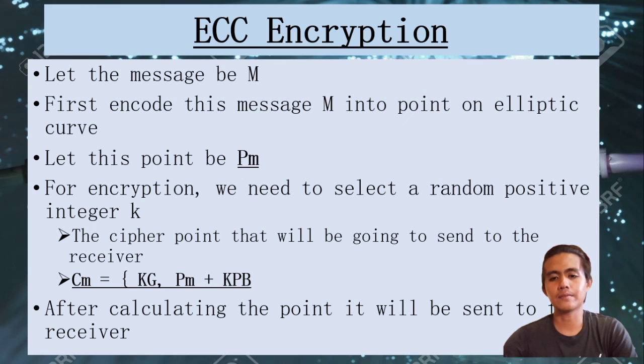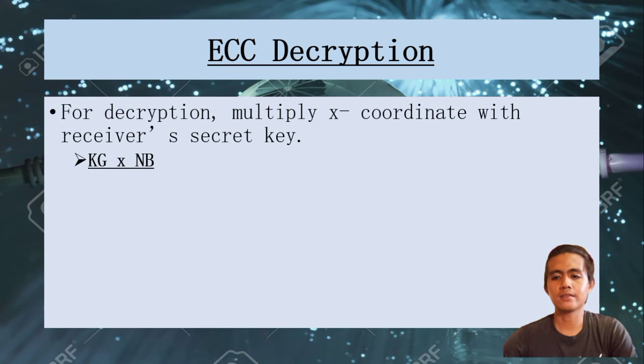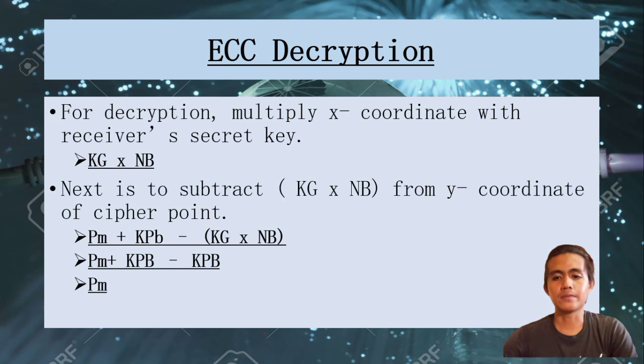And next is the decryption. For decryption, multiply the X coordinate with the receiver's secret key. This will be the formula: kG times nB. Next, subtract kG times nB from the Y coordinate of the cipher point. This will be the formula: PM plus kPB minus kG times nB. That is PM plus kPB minus kPB. Cancel both kPB, and the answer is PM. So the receiver gets the same point.